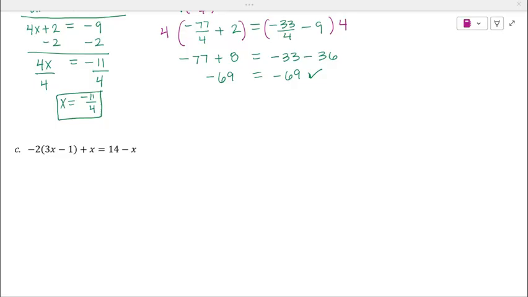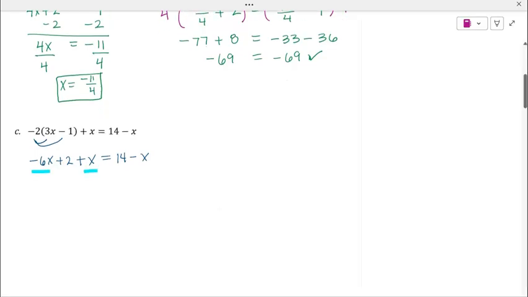For example C, I have to do a little bit of cleaning up what's happening on the left-hand side specifically, because I've got that negative 2 that needs to be distributed, and I'm going to want to collect the like terms. So let's start by distributing negative 2 to both items in parentheses. Negative 6x plus 2 plus x equals 14 minus x. And then I will combine together these two terms that have x's on the left. So a negative 6x plus x is a negative 5x.